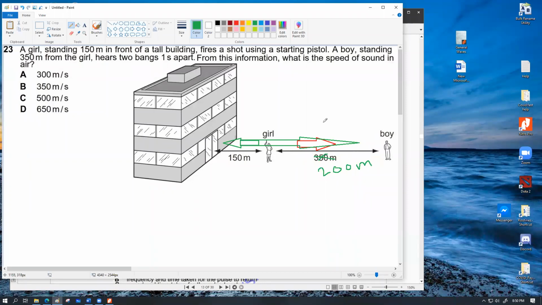The red sound will cover 200 meters, then the green sound will cover 150 plus 200 meters. So the additional distance that the green wave will cover is double of this. This is the key distance that matters. This distance really does not matter to our calculation for the speed of sound. Because why? Because the red sound covers 200 and the green covers how much?